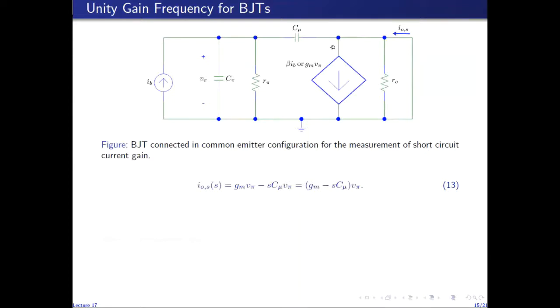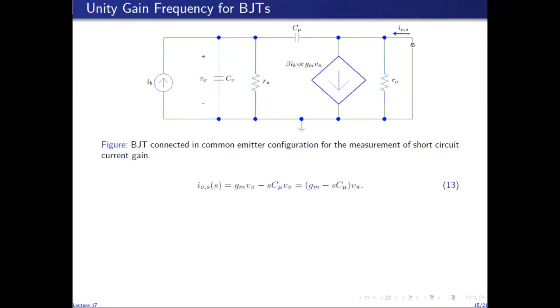So the voltage across C mu is then given by V pi. The voltage of this node with respect to this node is V pi. So V pi over the capacitive reactance of C mu, that is V pi over X C mu, gives us the current flowing in this direction. V pi over X C mu is S C mu V pi. So S C mu V pi gives us the current flowing in this direction from left to right.